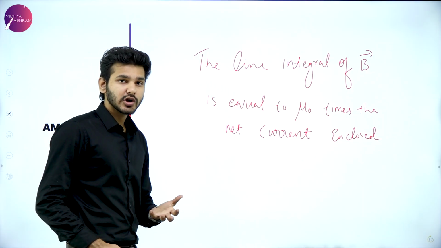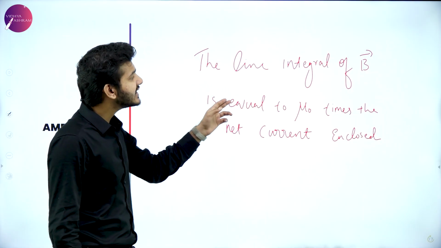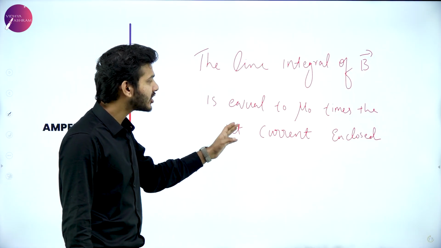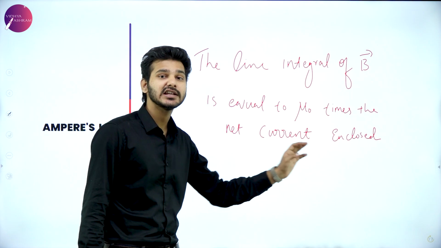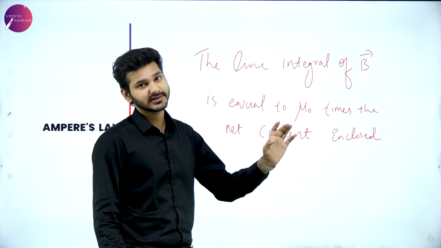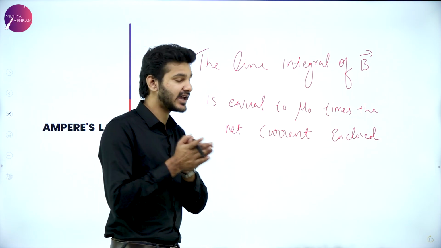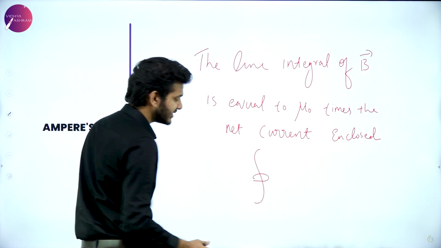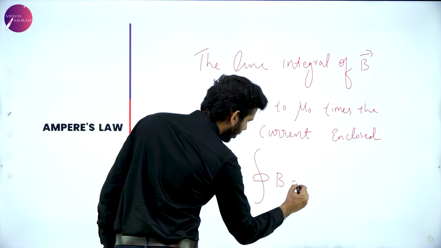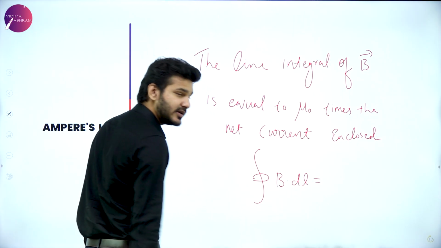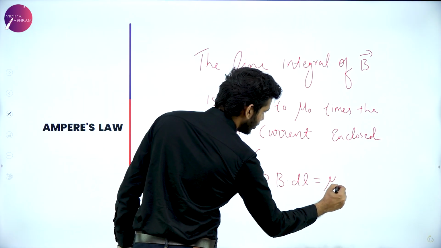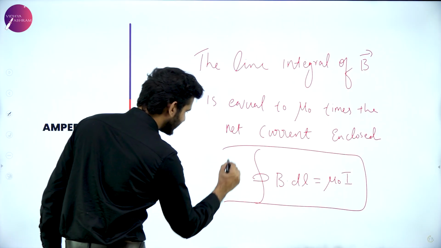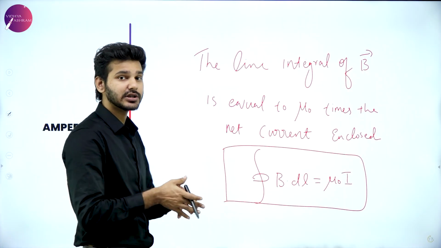What Ampere's circuital law actually states is that the line integral of the magnetic field will be equal to mu naught times the net current enclosed by that particular path. So what it actually looks like is that the closed integral B dot dl will be equal to mu naught I. So this is the equation that states Ampere's circuital law.